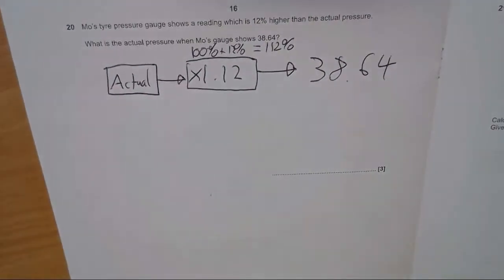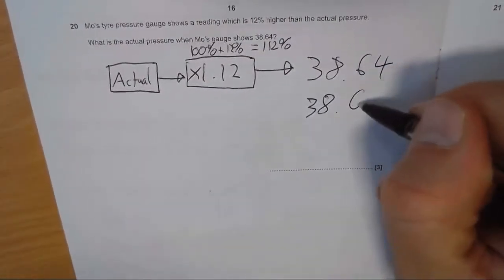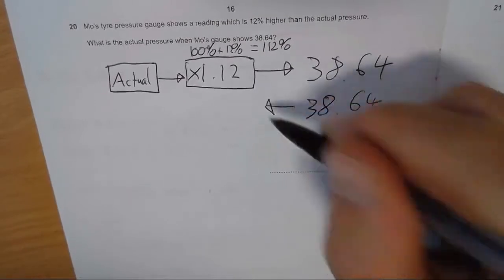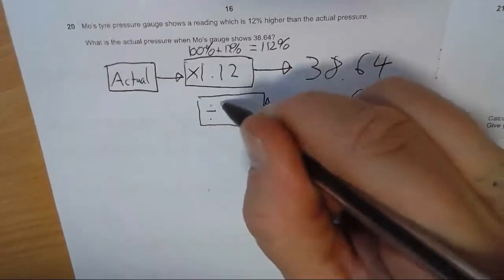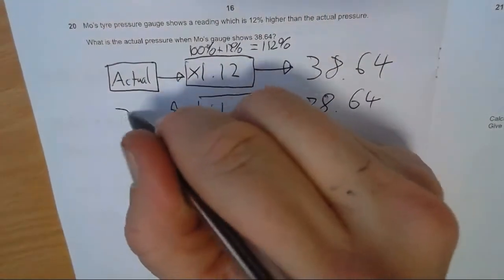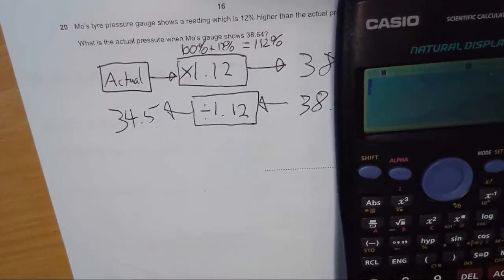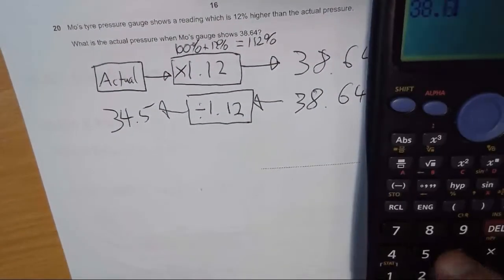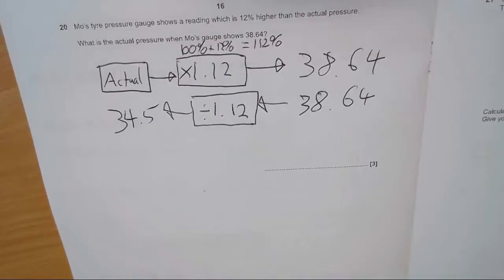So to work out what the actual pressure must be, I'm going to have to reverse this situation. I really hope you guys figured out that this was an original amount problem. So I'm going to have to divide by 1.12. And that's going to give me, I think, 34.5. But let me just double check it. 38.64 divided by 1.12. Yeah, 34.5.